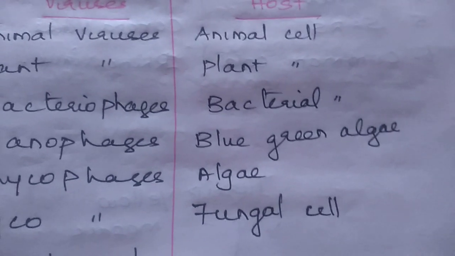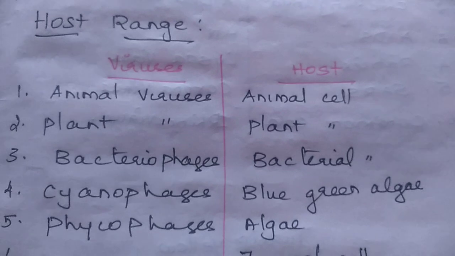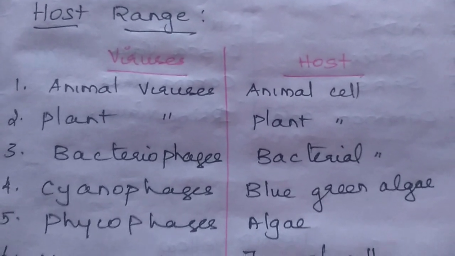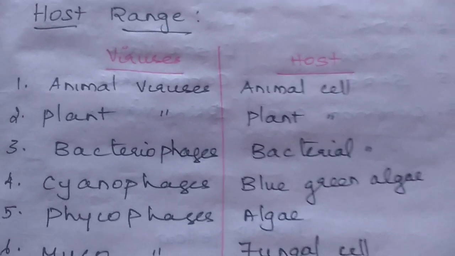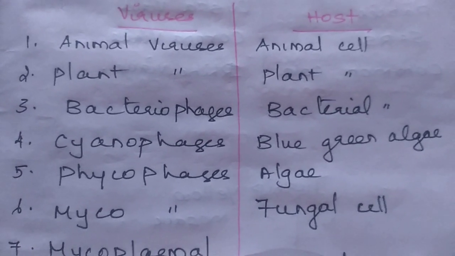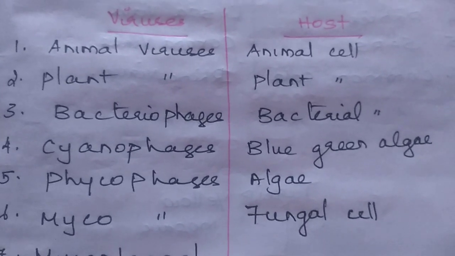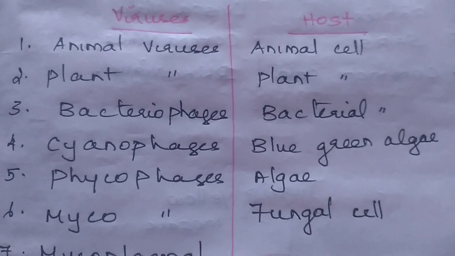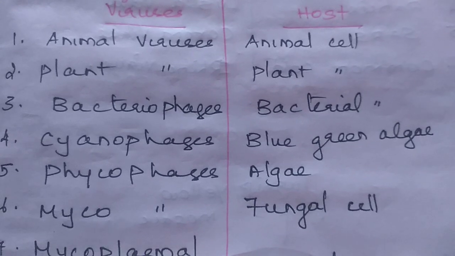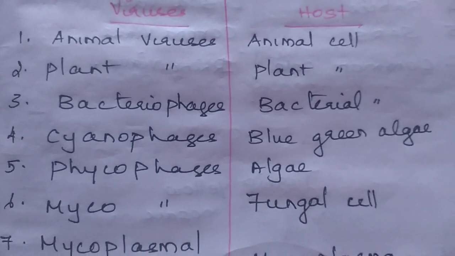And next we will see the host. Host means the organism which gives place for the shelter. So who gives shelter for the virus, they are termed as host. Here I have written the types of viruses and the host who accommodates the viruses. The animal viruses will live in animal cell, so the host is animal cell. And for plant virus, the host is plant.